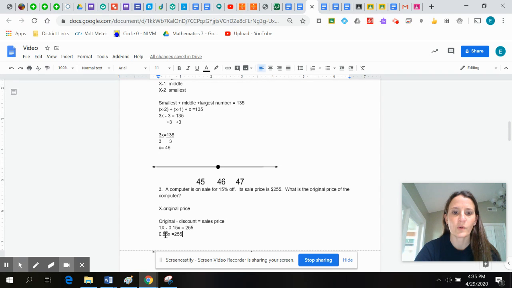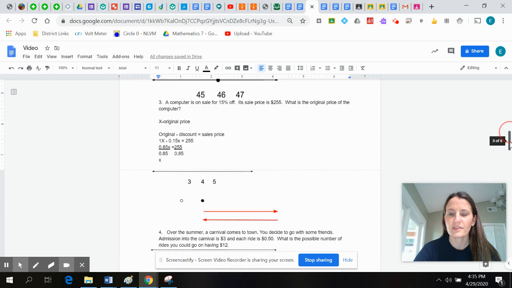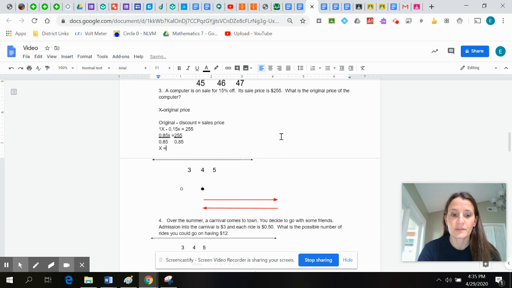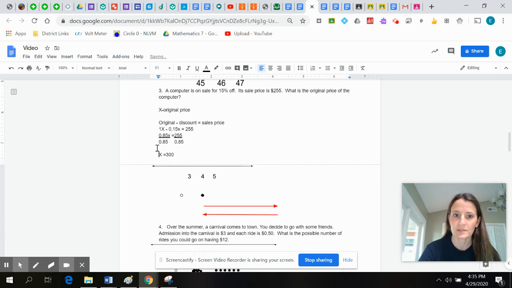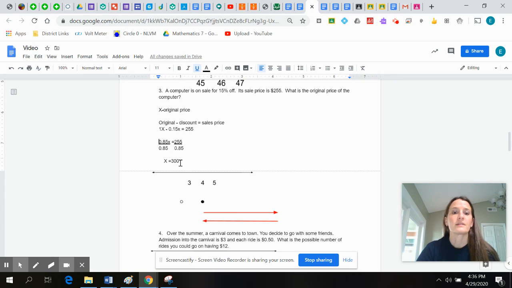And so that's our simplified equation. Now to solve for x, we're going to divide both sides by 0.85. So when you calculate dividing by 0.85 on both sides, the original price of the computer is x equals 300. So it's equal to $300. Let me just clean this up a little bit so it's not all jammed together. All right, so there you go. I have one price. The price is $300.